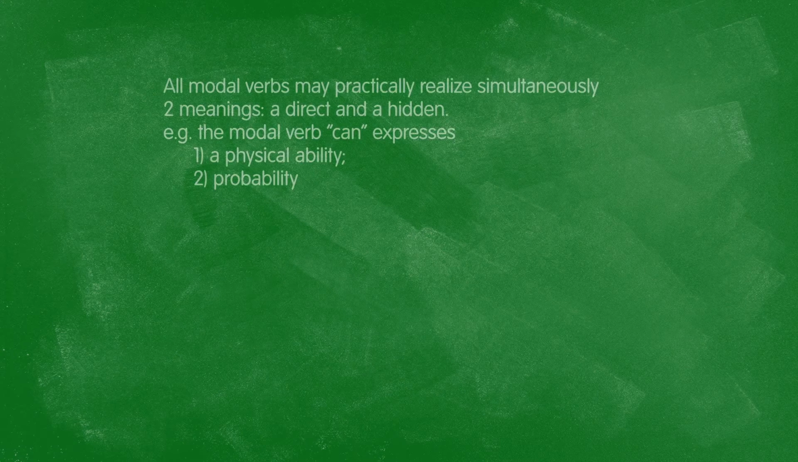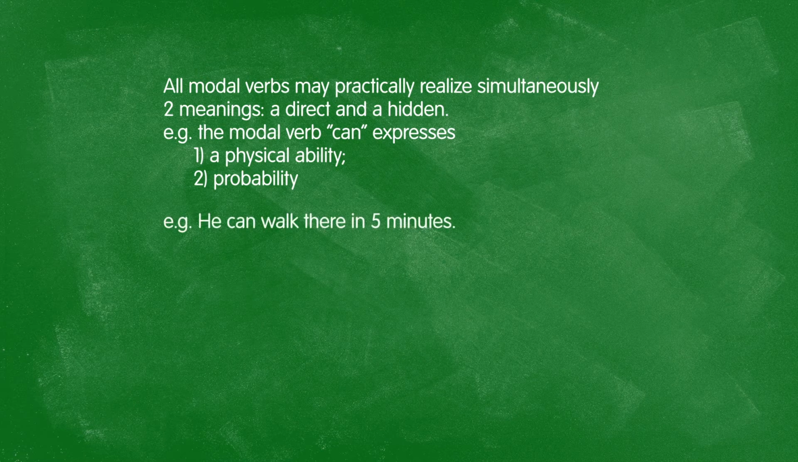For example, if we look at the modal verb can, it can express both the ability that I have to do something or the probability that I am going to do something. Just like in the sentence, he can walk there in 5 minutes. The first meaning, he can, I'm speaking about his ability. If he leaves now, he can walk here in 5 minutes.